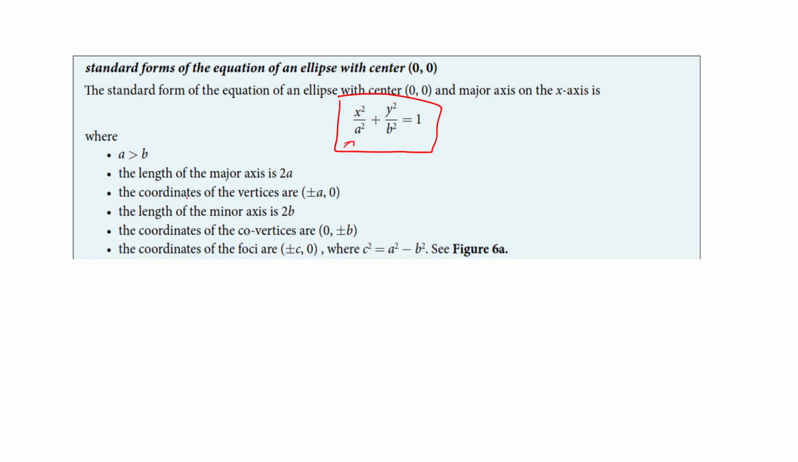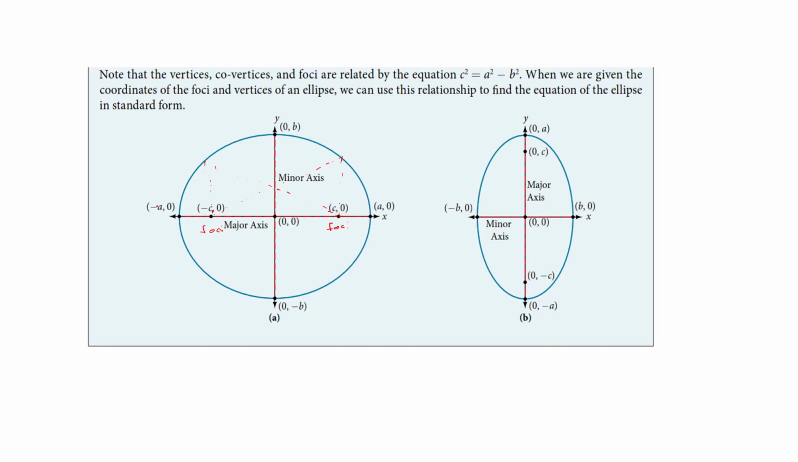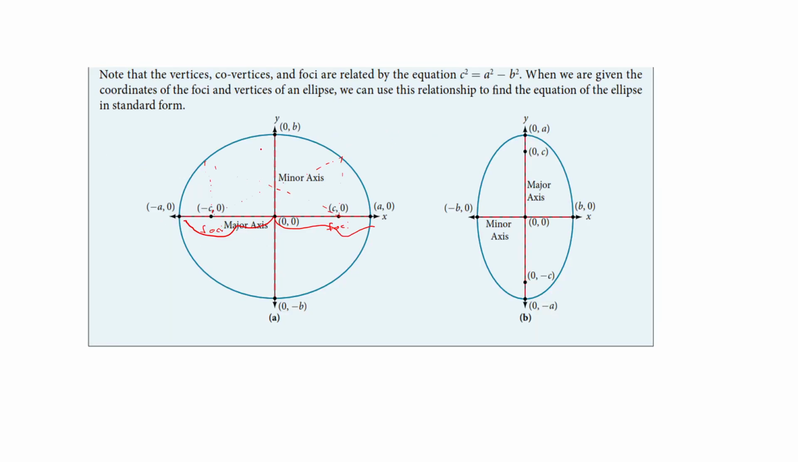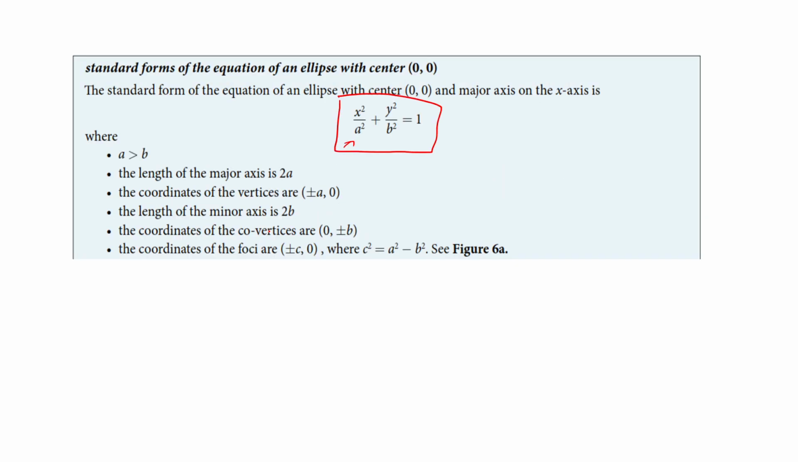Going back to the picture, that value of a is the distance from the center to the outside of the ellipse. So if that distance is a on each side, then the length of this major axis is 2a. Then we also have the b. The other one is the length of the minor axis. This distance is b, and so the length of the entire minor axis is 2b.